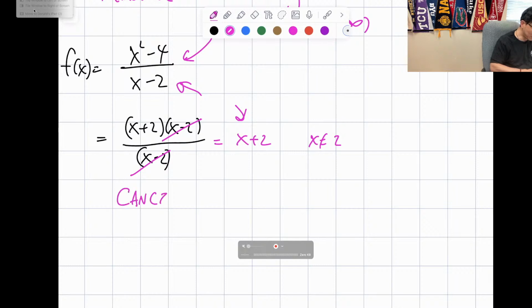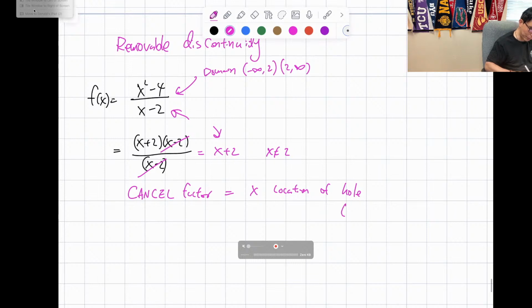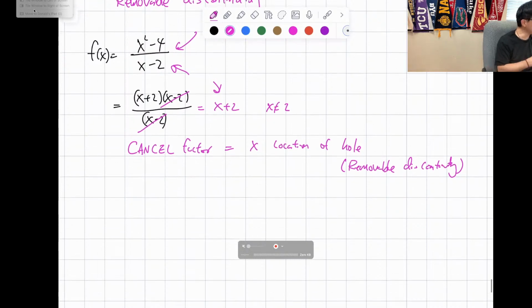Cancel factor is the location, the x location of a hole, or also known as a removable discontinuity. Okay, so the cancel factor, anytime you see a cancel factor, boom, x minus 2.